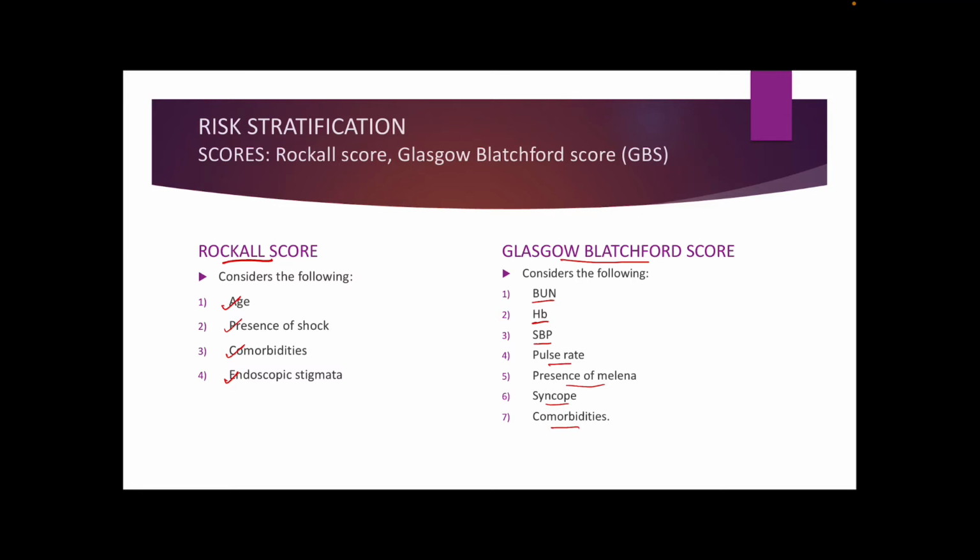Now, the thing here is that the Glasgow-Blatchford score does not include the presence of endoscopic stigmata. So when a patient initially comes in, you can use a GBS score to quickly stratify them, whereas a Rockall score includes endoscopic stigmata. So you should have done an endoscopy before we can give a Rockall score to that patient.